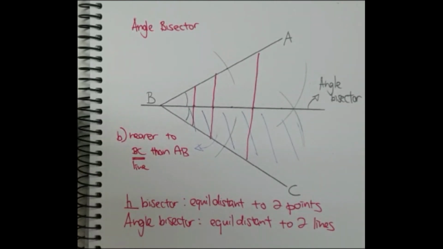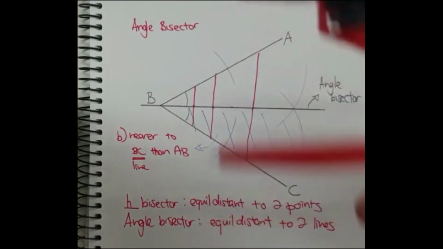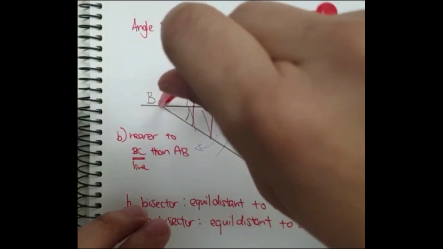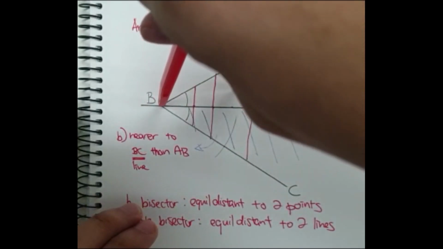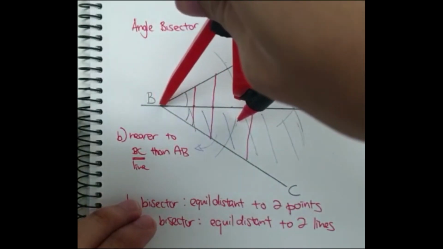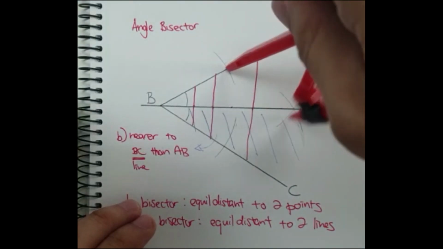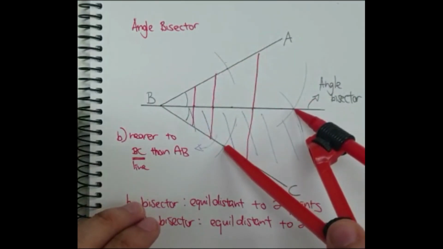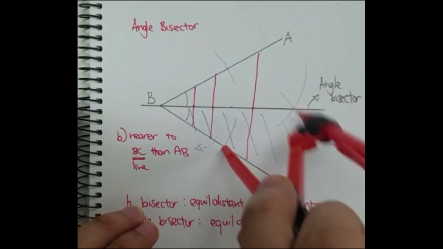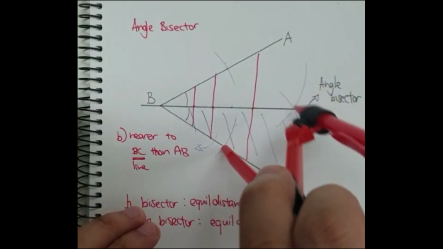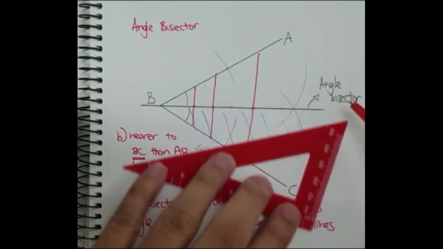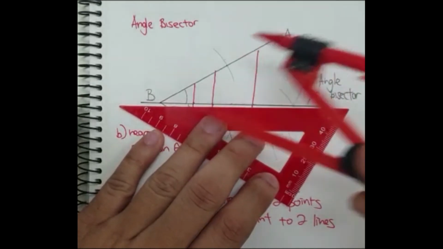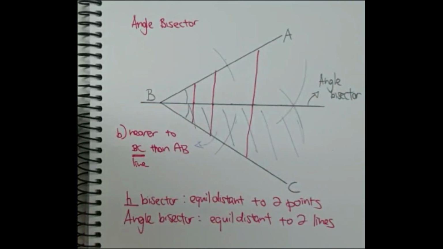So just to recap on how to draw an angle bisector: compass, make sure it's the same length, draw one arc on the first line, draw another arc on the second line, go to this intersection, draw one arc on top, go to this intersection, draw one arc on top, make sure these two arcs intersect. If they didn't intersect, make sure you draw it longer to make sure they intersect. Now go to the point of intersection and draw to the point B. And this is how you draw an angle bisector.